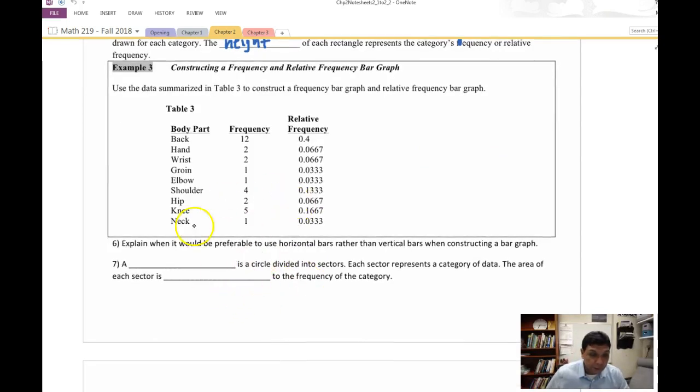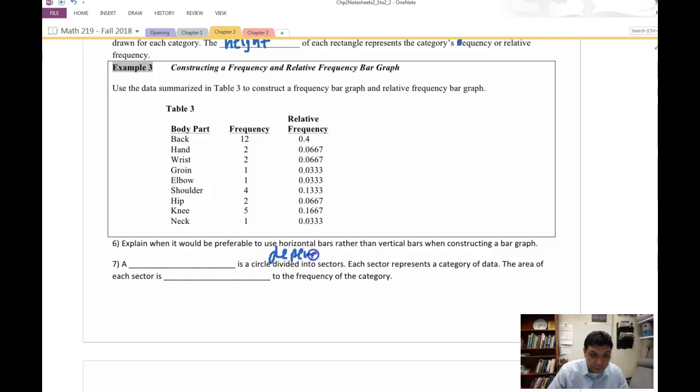Now, sometimes you can make a bar graph that says, right here, explain when it's preferable to use horizontal bars versus vertical bars. For a bar graph, again, we could have made those side by side or up and down. And again, it's really your choice how you want to share the information. Many times it just has to do with the size of your labels, how long the words are.